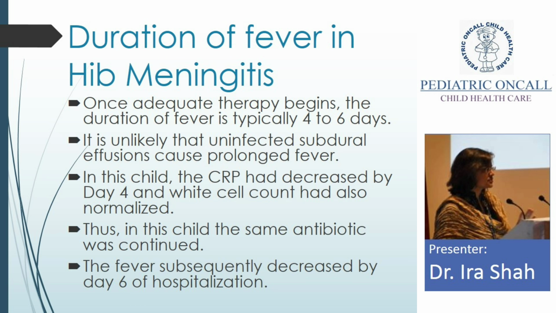Now the question that comes to me is, how long do I give this antibiotic? Ceftriaxone, for Neisseria meningitis, it is 5 days. For Streptococcus pneumoniae, it is 7 to 10 days. And for H influenza, it may be from 10 to 14 days. So if you have a child who's received the Hib vaccine, your duration of antibiotics for meningitis would be 10 days. So in this child, because the fever came down on day 6, how long do I give this antibiotic?